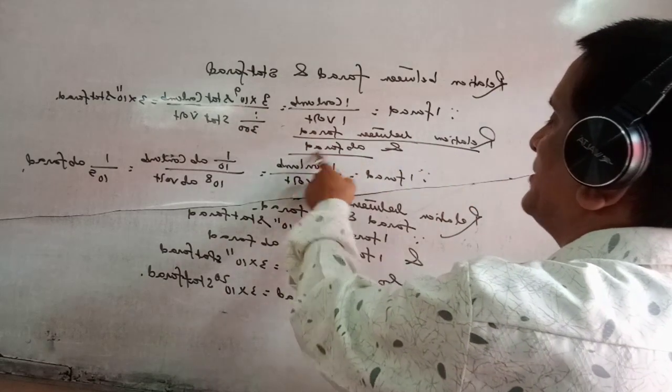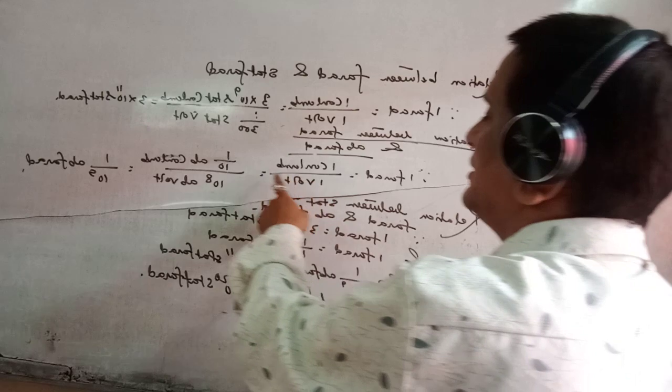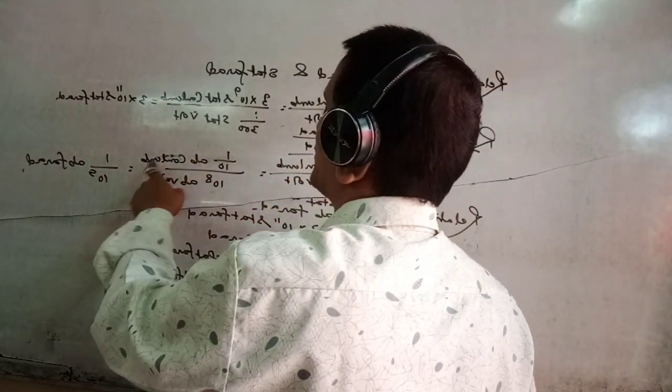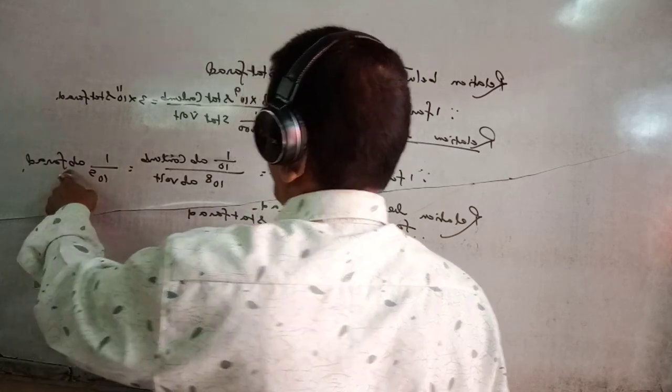Relation between farad and AB farad. We know 1 farad equals 1 coulomb by 1 volt, which equals 1 by 10 AB coulomb divided by 10 to the power 8 AB volt, which equals how much? 10 to the power 9 AB farad.